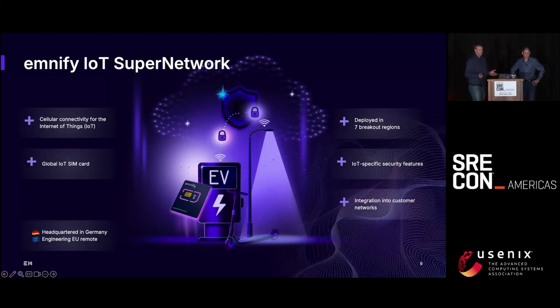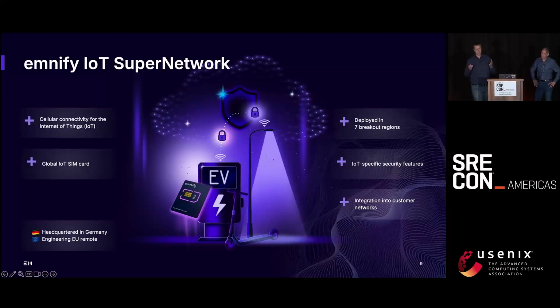To give you some context, what emnify does and why those limits are important to us, emnify provides cellular IoT connectivity for IoT devices. So our customers' e-scooters or EV charging stations or whatever they have as their business, they are equipped with an emnify SIM card and then can get to the internet and so on. Using our global IoT SIM card, those devices can then get online pretty much across the world.